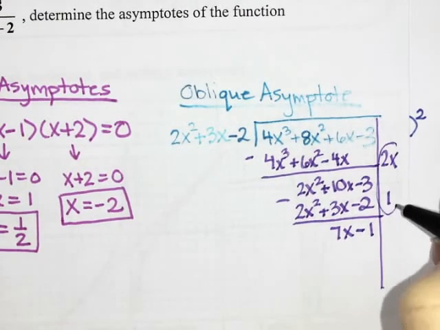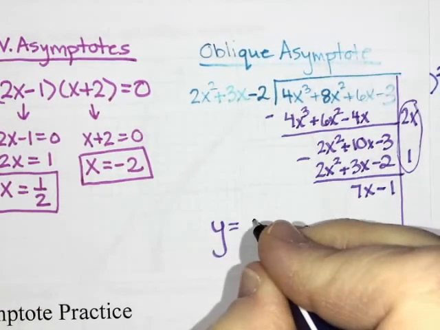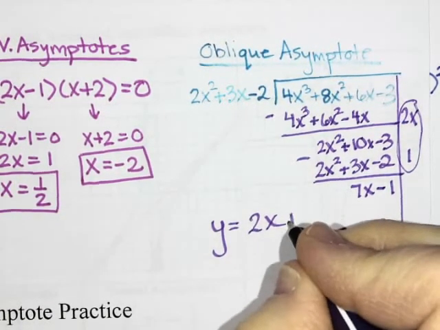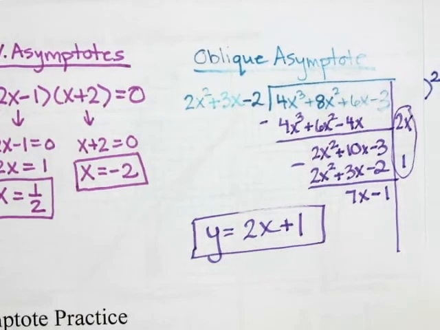So my asymptote actually comes from this. So it is going to be y equals 2x plus 1. And that is, as we already labeled, oblique.